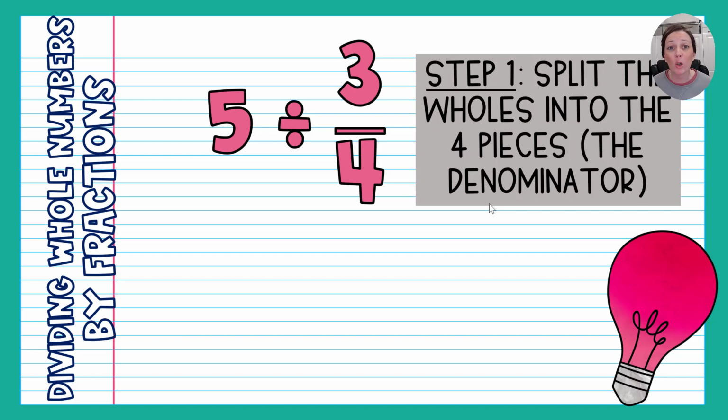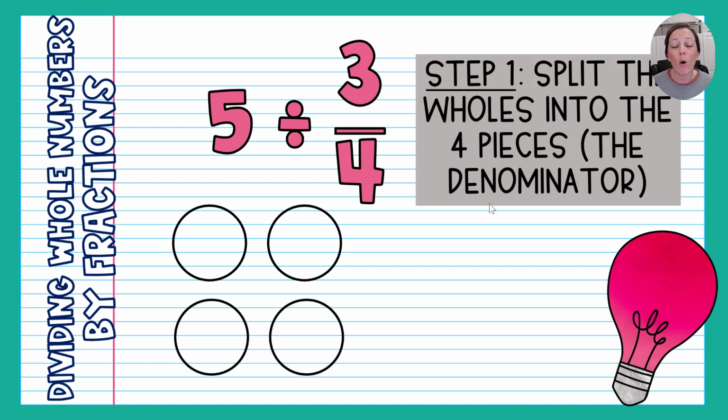So if our denominator were 2, we would split them into groups of 2. If our denominator were 6, we would split them into groups of 6. But in this problem, our denominator is 4, and so we're going to split 5 wholes into fourths. So obviously before we can do that, we need to draw our 5 wholes. Now I chose to do circles, and circles are good when you're using fourths because it's easy to split them. However, you can also use rectangles, and for a lot of denominators, rectangles are actually your easier option.